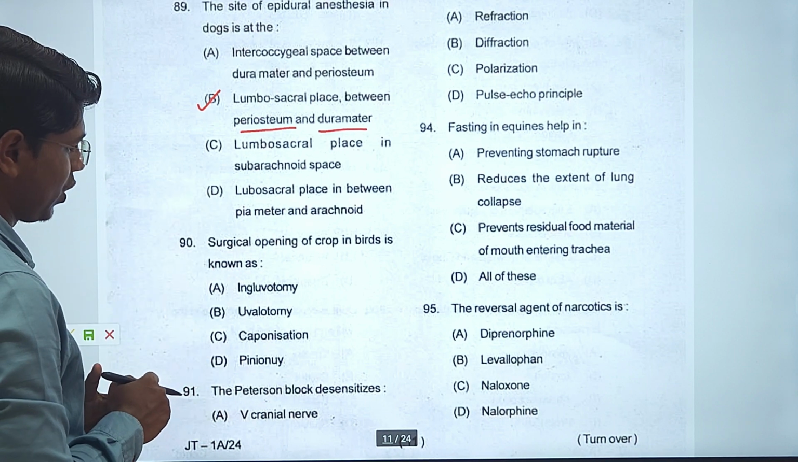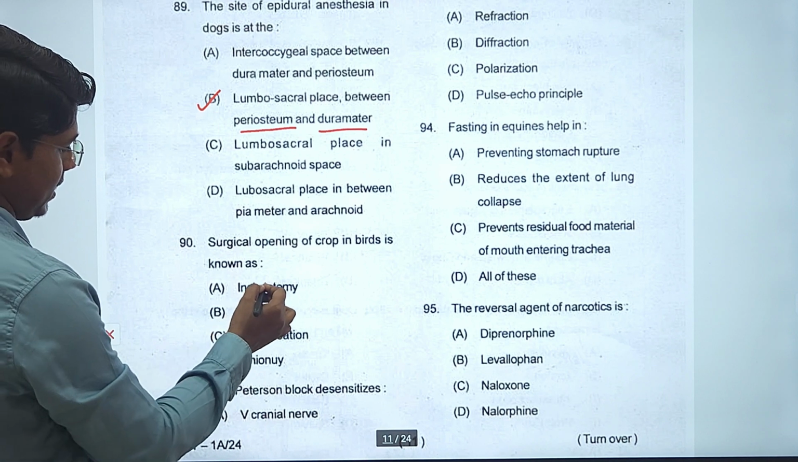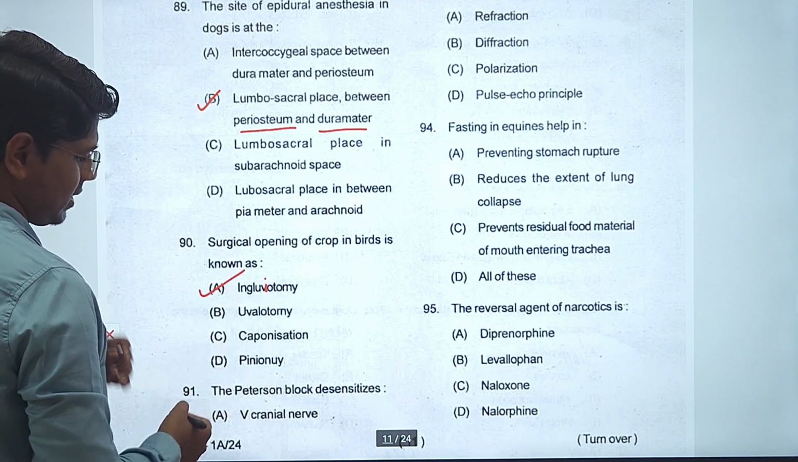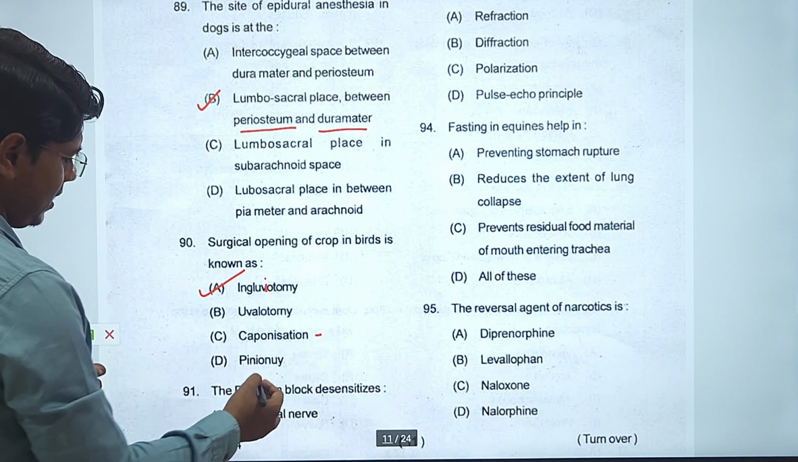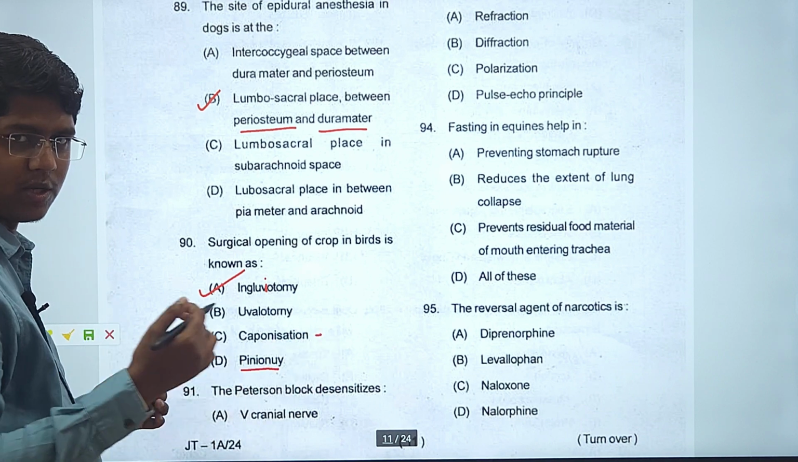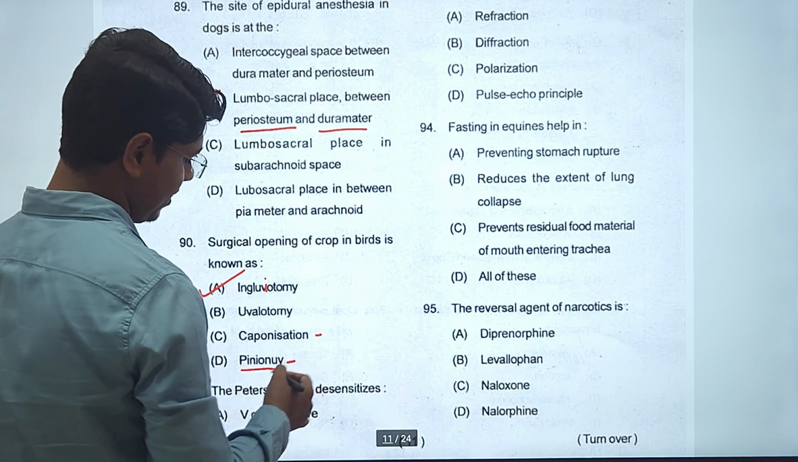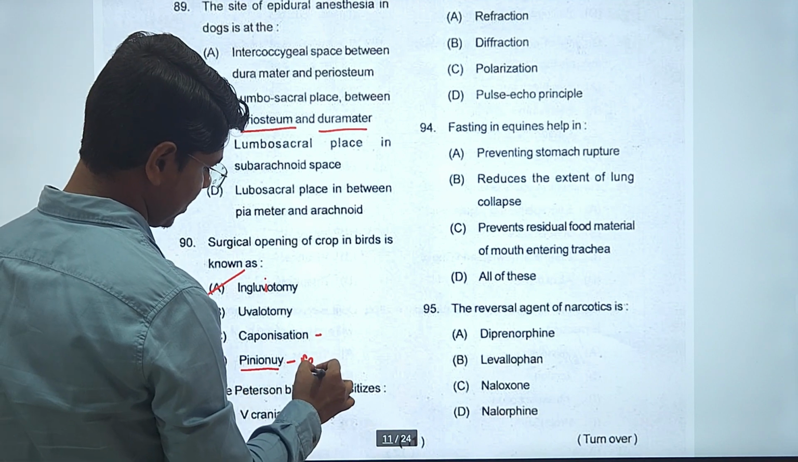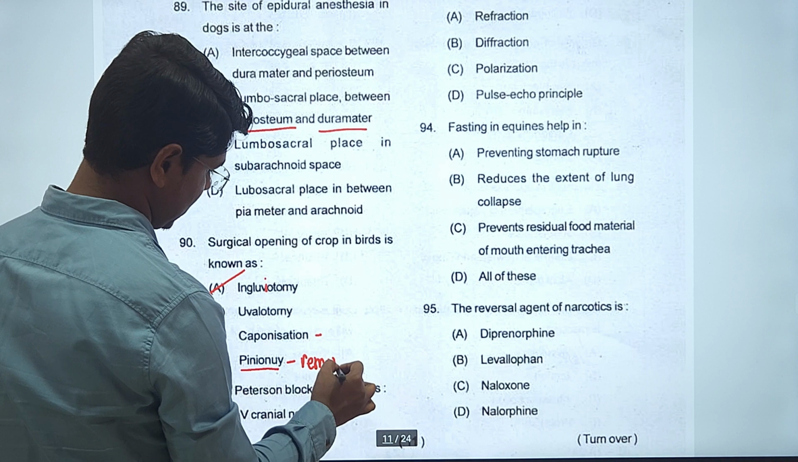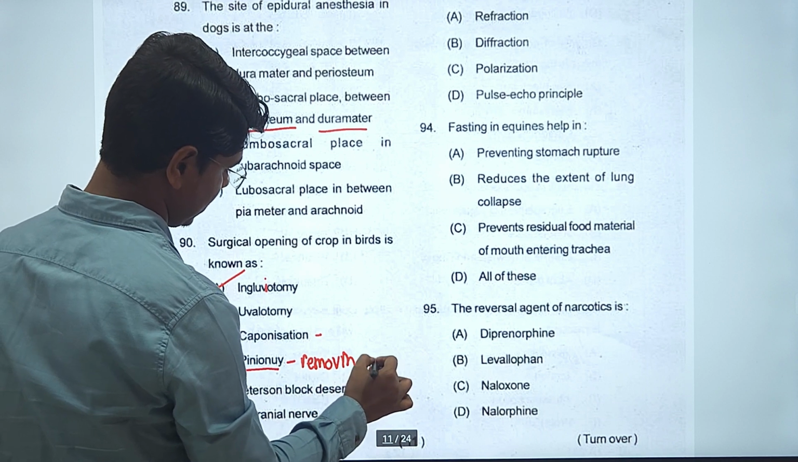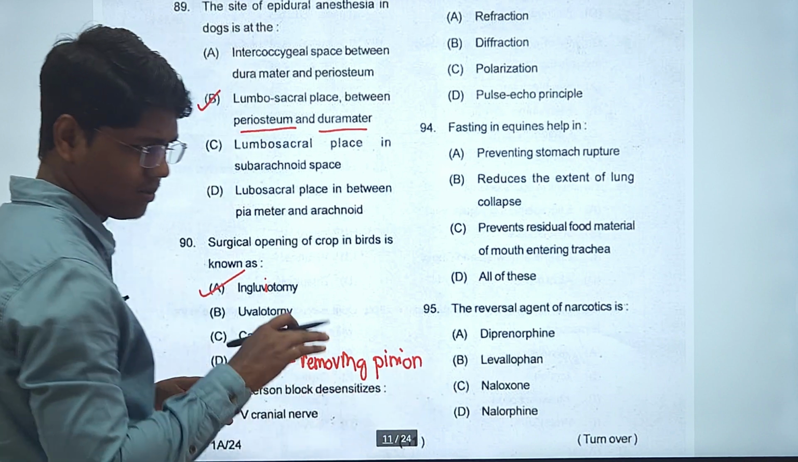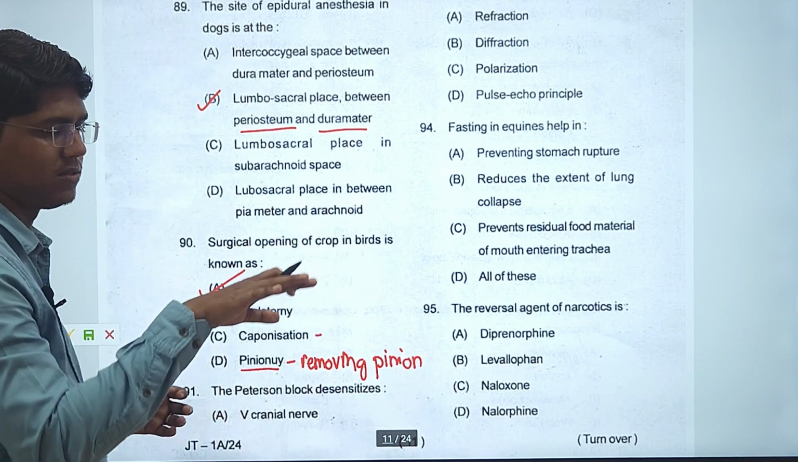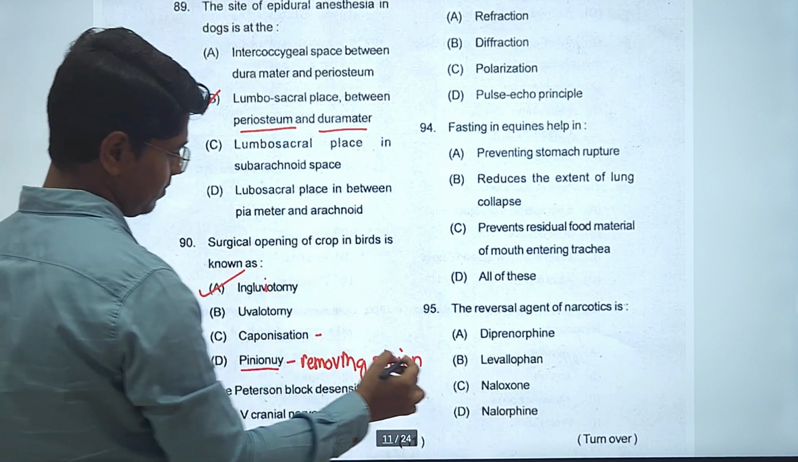Surgical opening of the crop in bird, ingluviotomy. Caponation is basically the male bird sterilization. This is pinioning, spelling mistake is there. Pinioning means removing the farthest joint of the wing. Removing the pinion joint. It is the farthest joint of the wing where the flight feathers are attached. Okay, pinion joint.